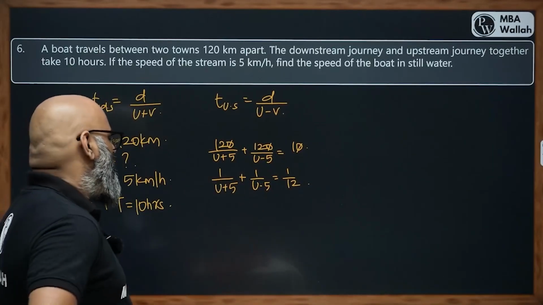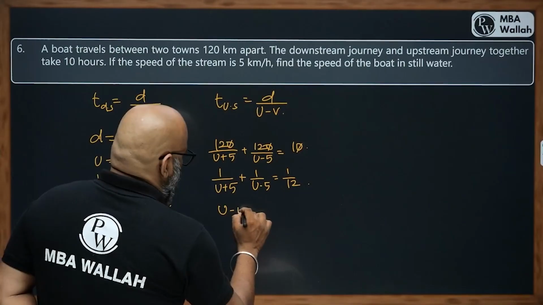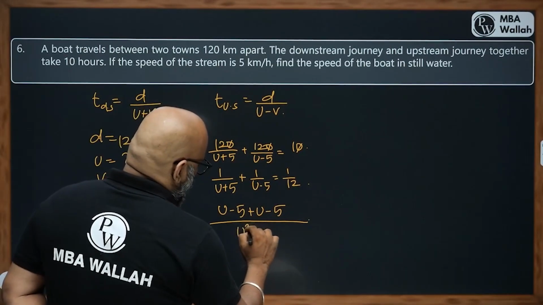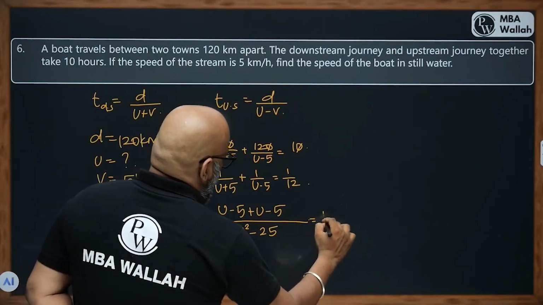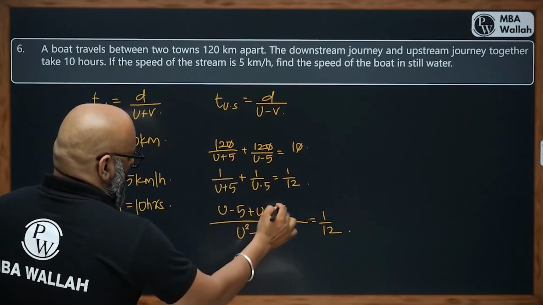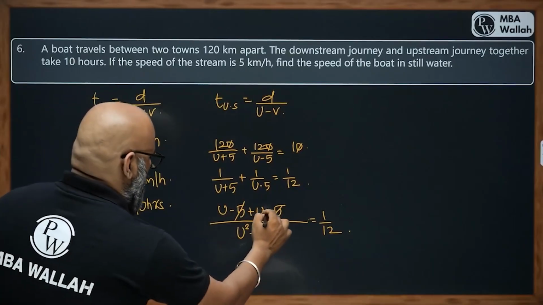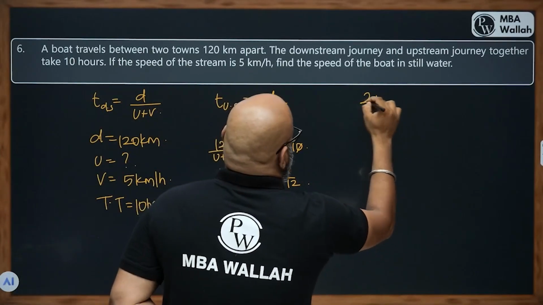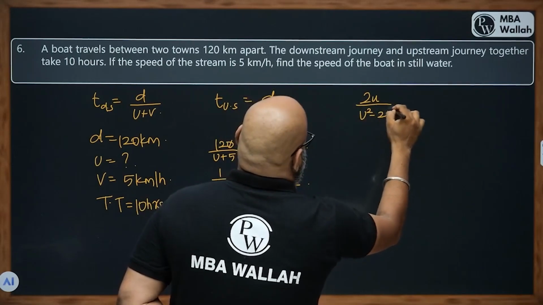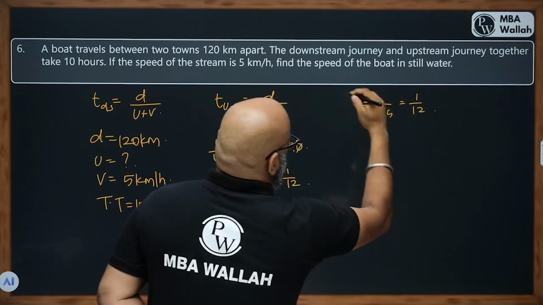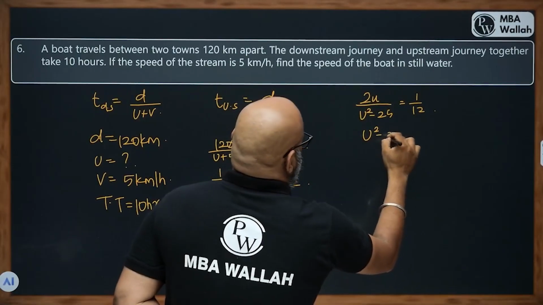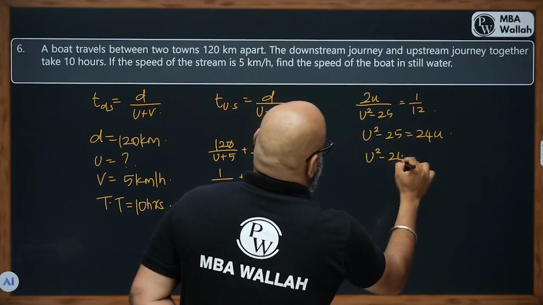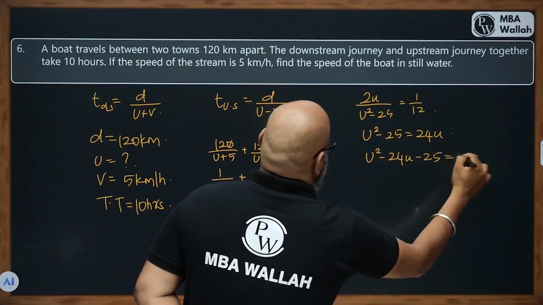Now let's take LCM here. You will get u minus 5 plus u plus 5 divided by u square minus 25 is equal to 1 by 12. Minus 5 plus 5 gets cancelled. So you will have 2u by u square minus 25 equal to 1 by 12. Cross multiply. u square minus 25 is equal to 24u. u square minus 24u minus 25 equals 0.